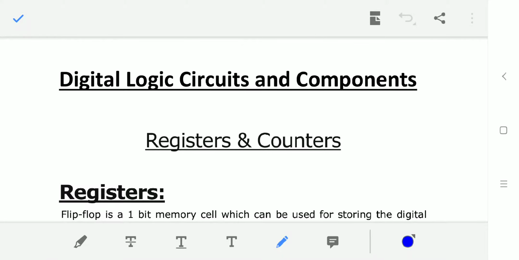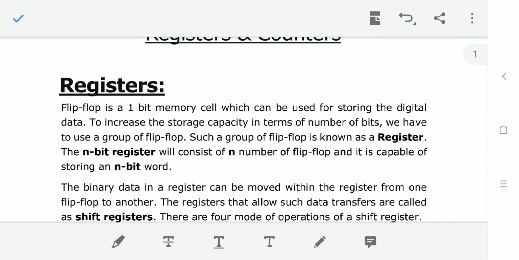Friends, welcome you all to our class today, and our topic today is registers and counters. Now let's see what registers are.